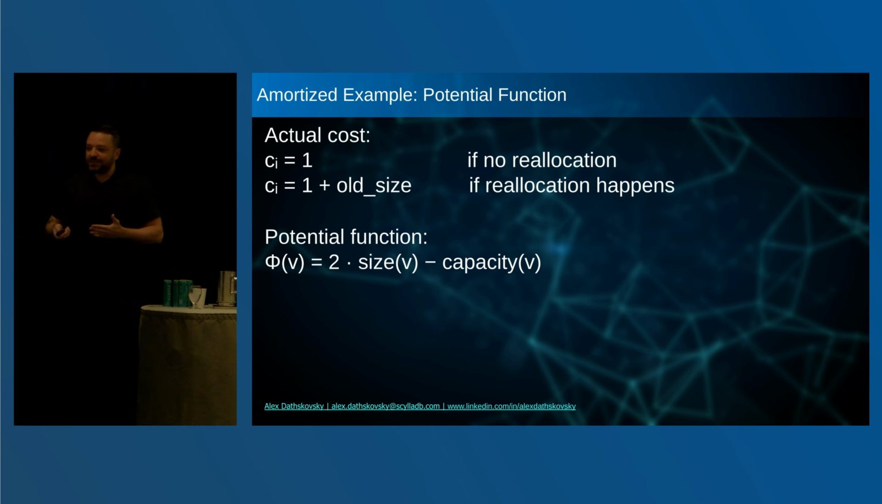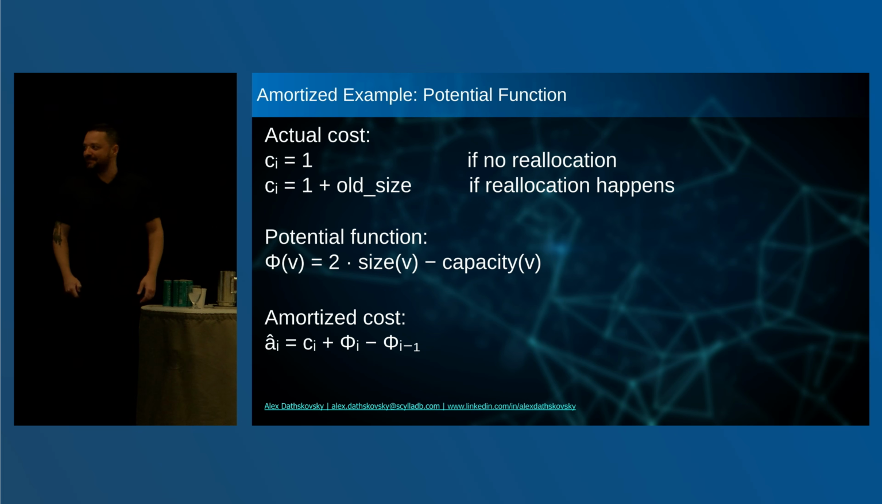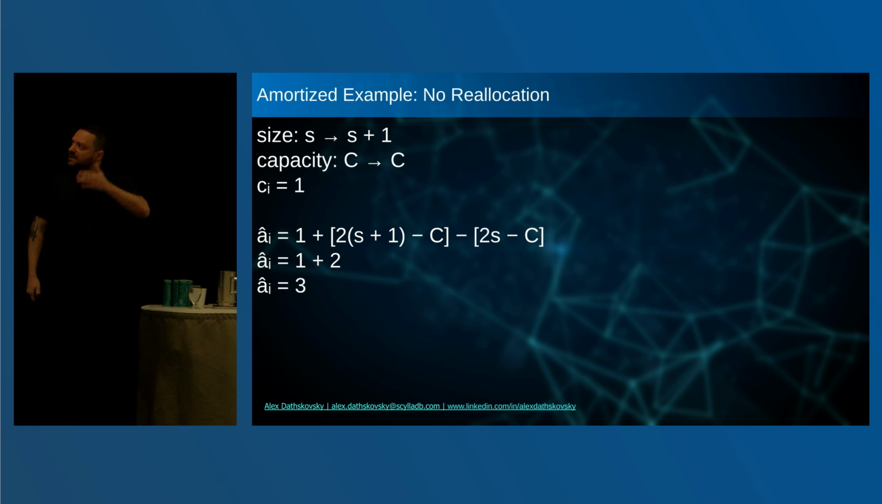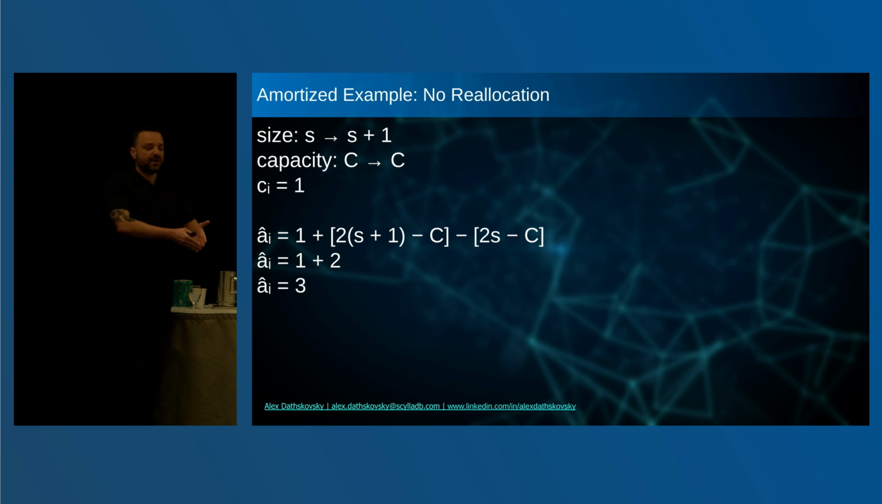This potential function is telling us that we grow it so much that our potential is not positive. We spent some work and we already paid for it, so we don't have to pay for it again. The amortized cost is the cost that we're paying right now, plus the change in potential. Let's look at the no reallocation case. The size S becomes S plus 1, the capacity stays the same, and the cost is 1, as we said. If we assign all the values into the potential function, we get 3. Constant time, everything is good.